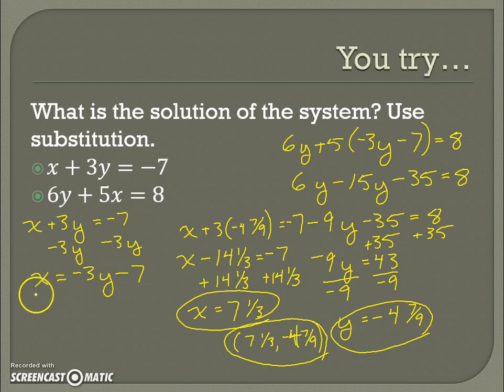Also notice that I isolated the x on this one. You don't always have to isolate the y. Remember, this had no coefficient. So that's the one that was an easier choice to make.